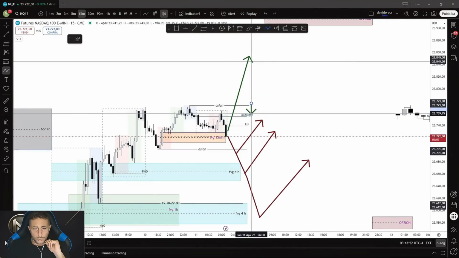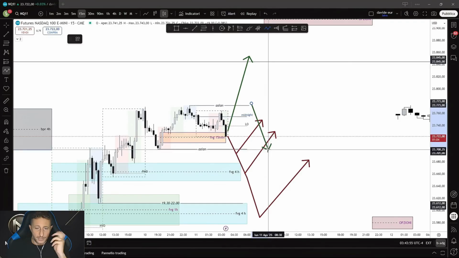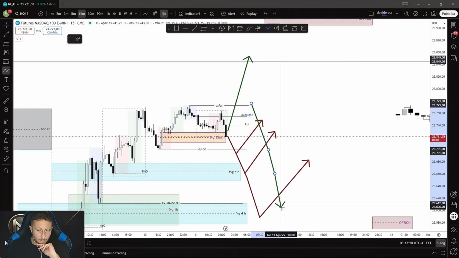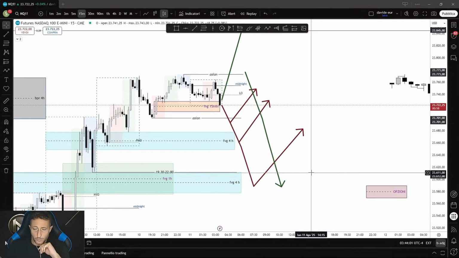We can also take the short, taking a partial at the Asian level, a partial at the fair value gap at 4, or possibly a partial at the 4-hour fair value gap.